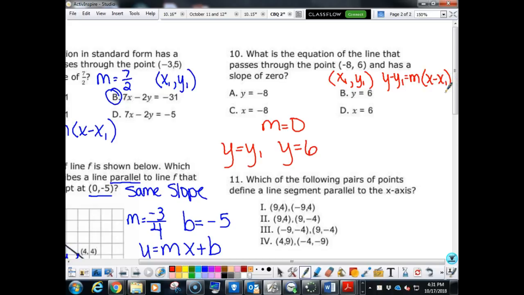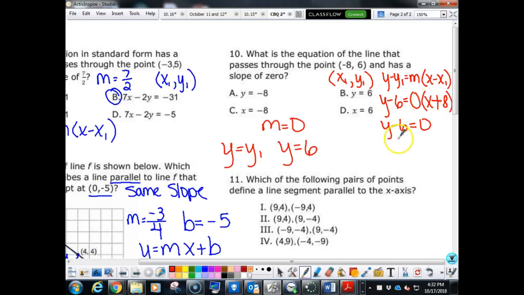Right? So y1 is 6, so that'd be y minus 6 equals m, which is 0, times x minus negative 8. So that's already positive. Well, over here I have 0 times x plus 8. So if I distribute the 0, anything multiplied by 0 is just 0. So in reality, this becomes y minus 6 equals 0. Alright, 5 times 0 is 0, 3 times 0 is 0, x times 0 is 0. So no matter what's being multiplied by 0, it is 0.